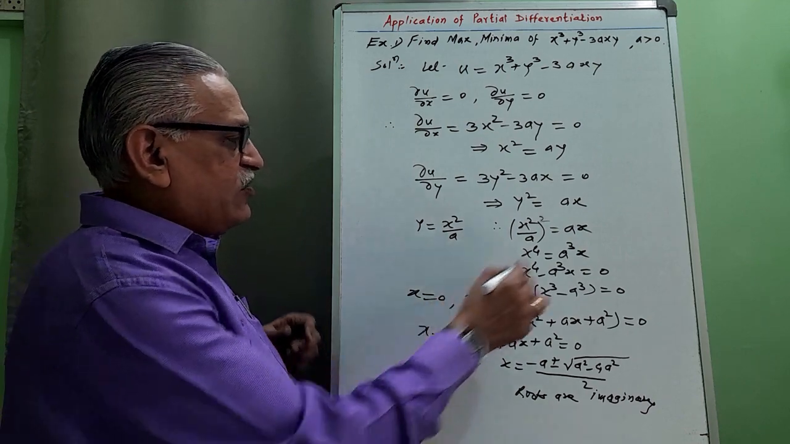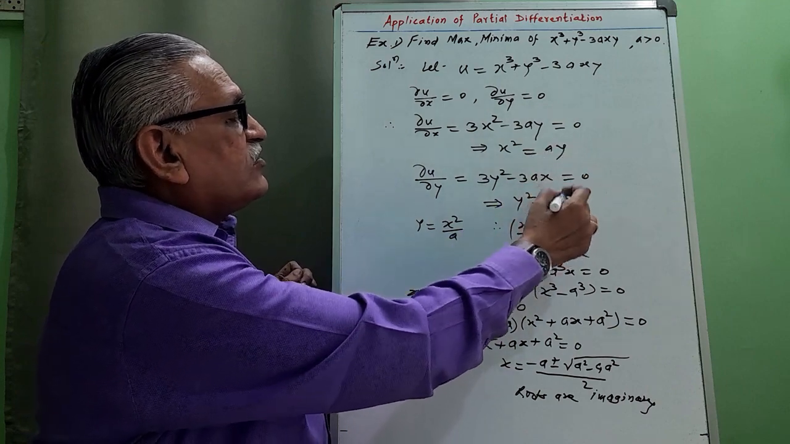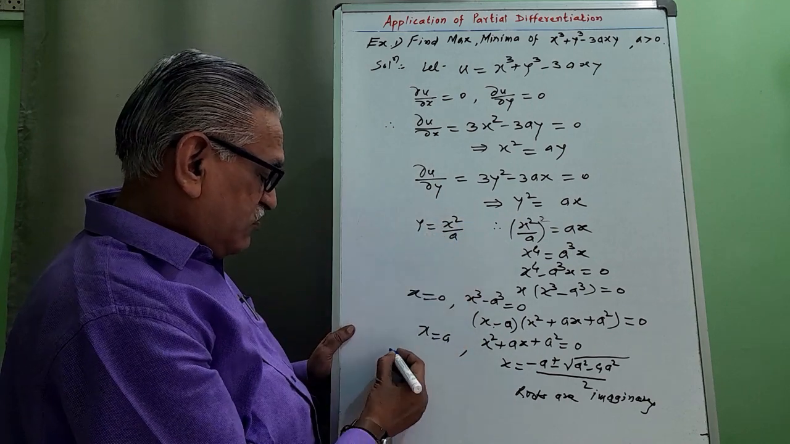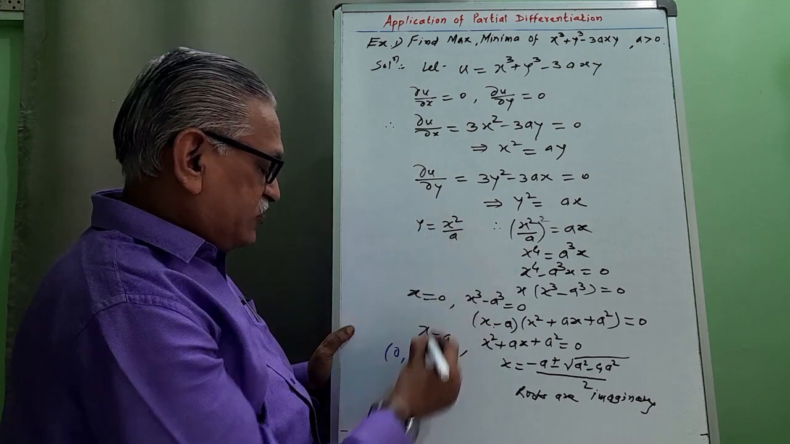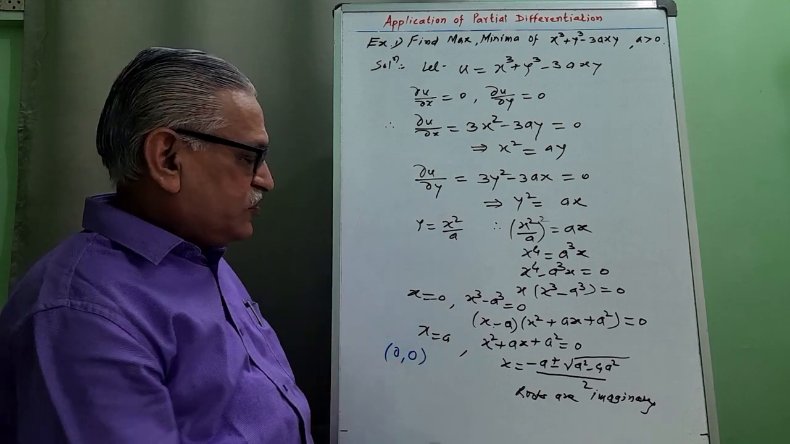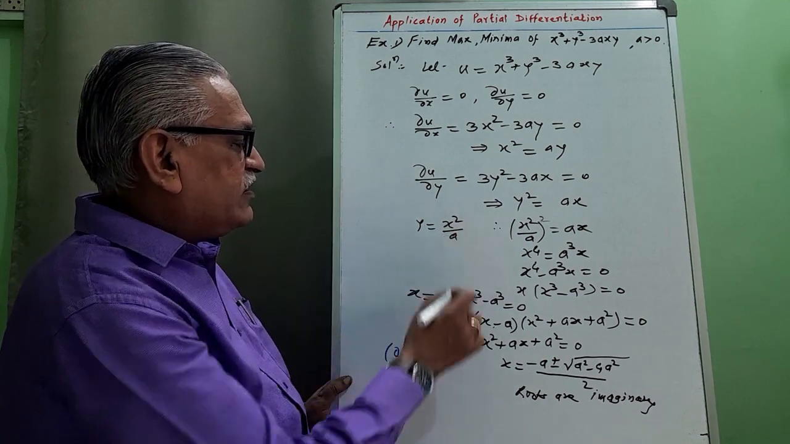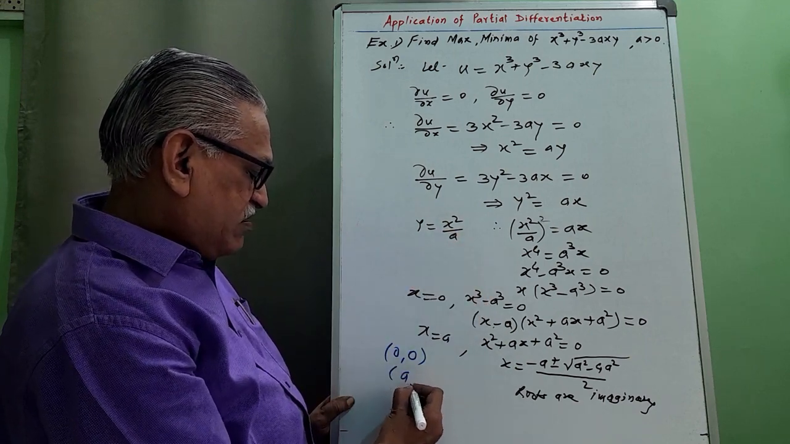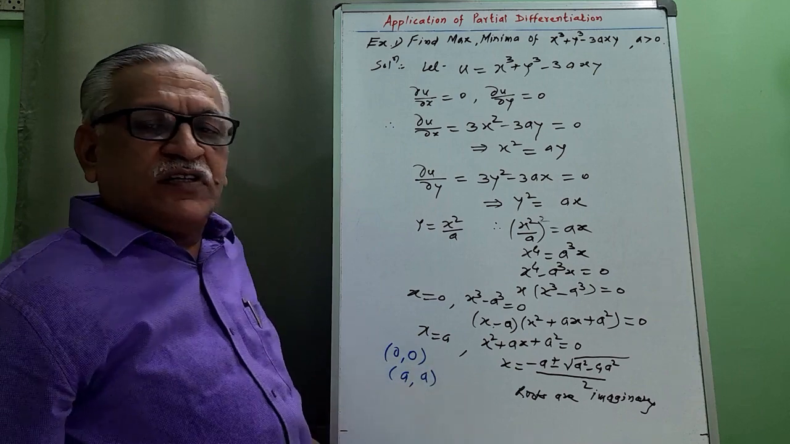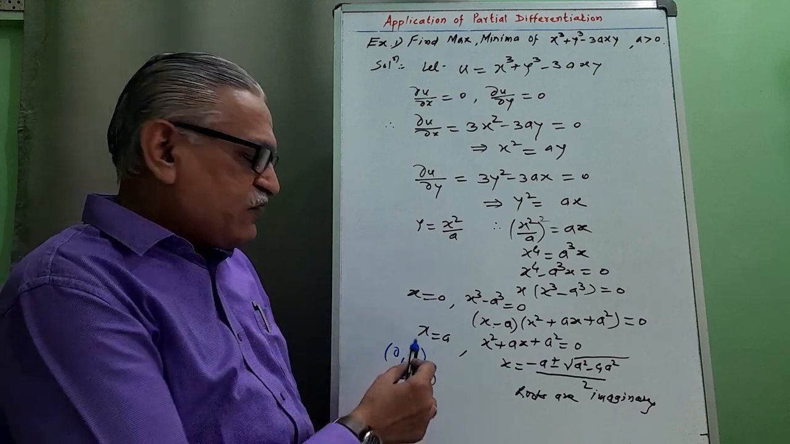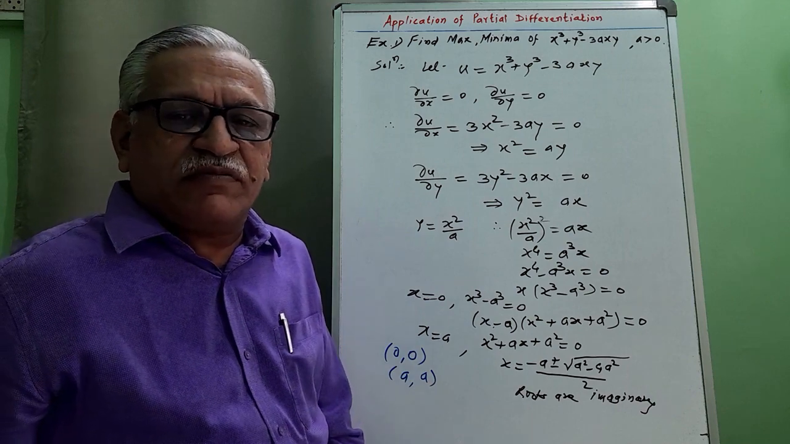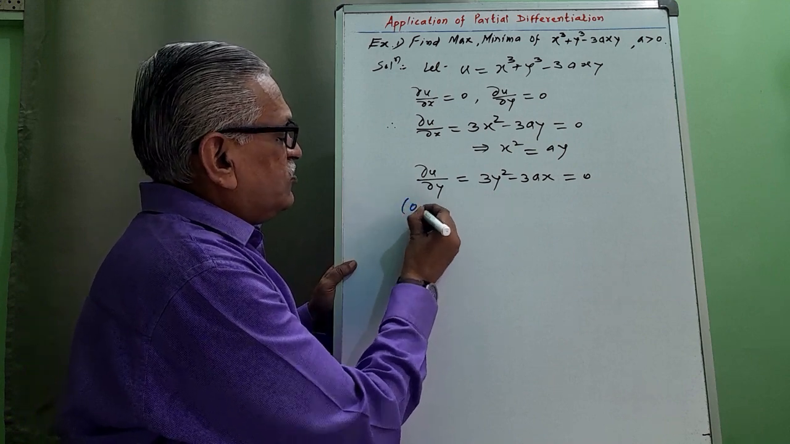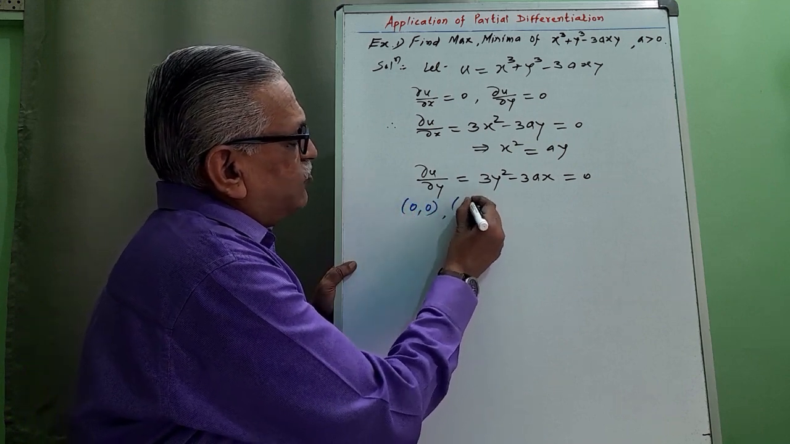Therefore, we put these two values in y is equal to x square by a. For x is equal to 0, we get y as 0. The first point is (0, 0). For x is equal to a, we get a square by a, meaning a. The point is (a, a). Therefore, these are the two points at which we have to check whether the function is maximum or minimum. The points are (0, 0) and the second point is (a, a).